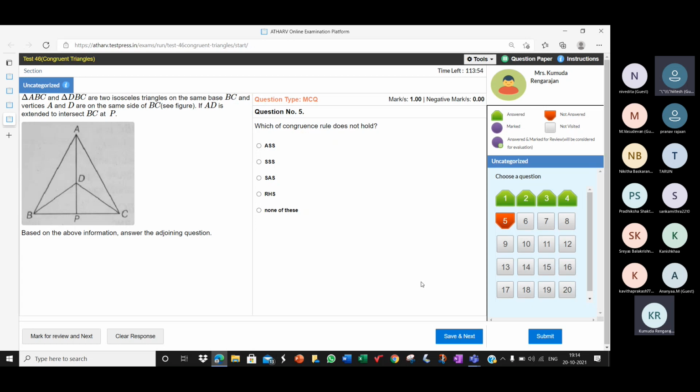Which of the congruence rules does not hold? ASS, ma'am. So SSS is a valid congruence rule. SAS also. RHS. So ASS, an angle, two sides and some other angle, is not a valid congruence rule.